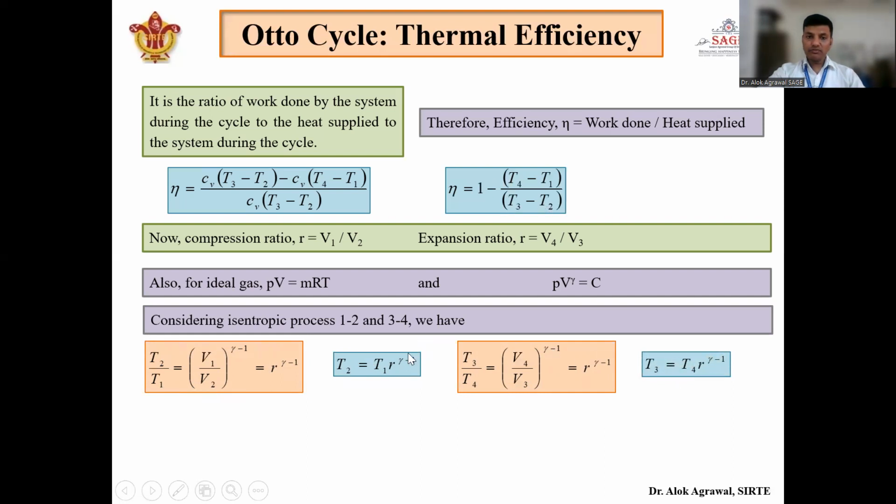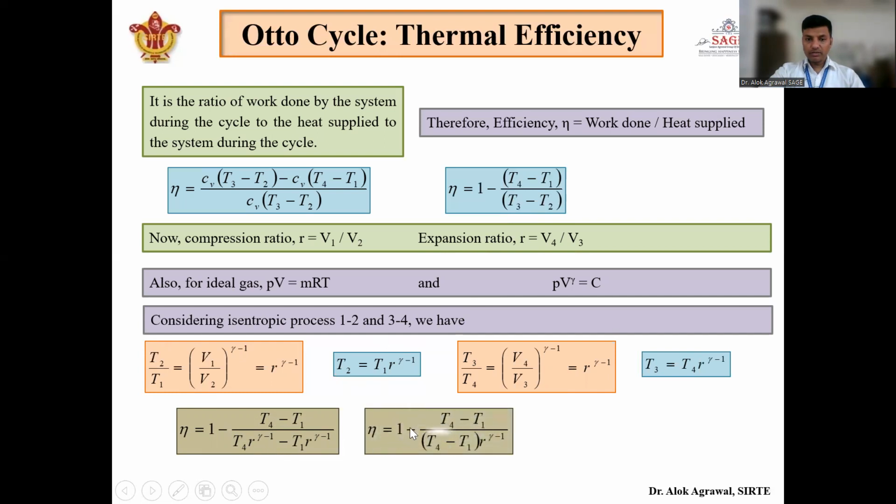So in this equation, we can replace this T2 by T1 and T3 by T4. Okay, so let us do that. Now I am writing in place of this T3, T4 r to the power gamma minus 1, and in the place of T2, T1 r to the power gamma minus 1. From the denominator, this r to the power gamma minus 1 we can take common out.